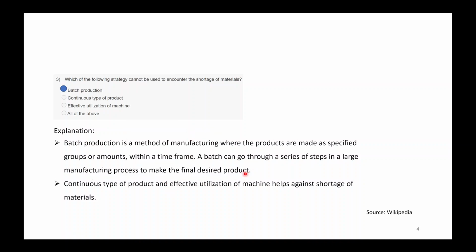So this process will be taking more time, so it can't be used for encountering the shortage of materials. In case of continuous type of product and effective utilization of machine, it helps against shortage of materials.